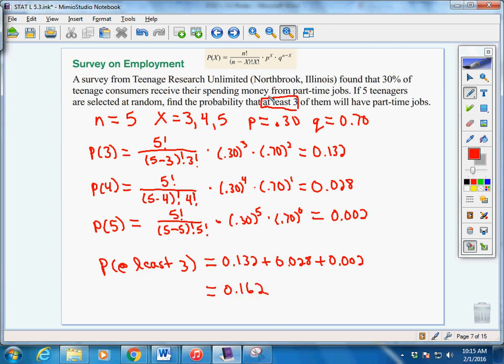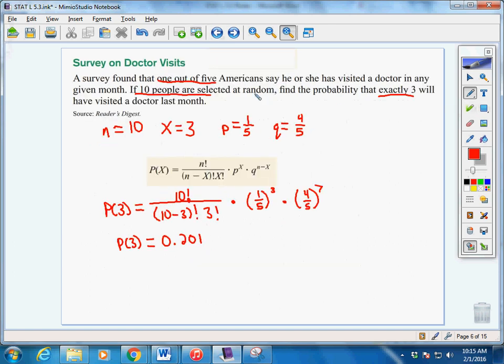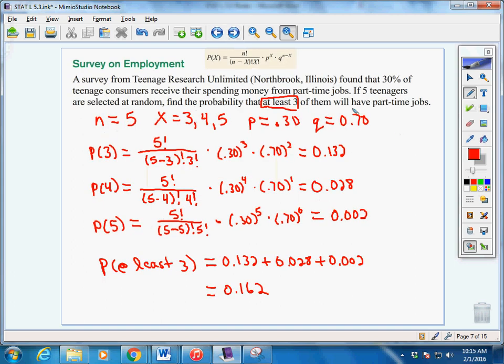So, focus on your words. Use your formula. Focus on the words. If it says exactly, do the formula once, you're good. In both of these, remember how I've identified the variables first. If it says at least, it could be 3, 4, 5 in this case. Do each of the probabilities independently, and then add them together.